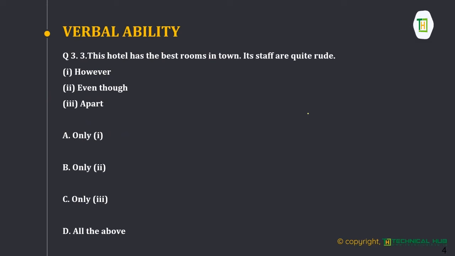This hotel has the best rooms in town. Its staff are quite rude. Usually it happens. Until you get the name and fame, you need to serve very well. Once you have the name and fame, even if your products are not nice, people come and buy. So this hotel has the best rooms in the town, but its staff are quite rude. What type of conjunctions should we use to connect or combine these two sentences? Let us see. This hotel has the best rooms.